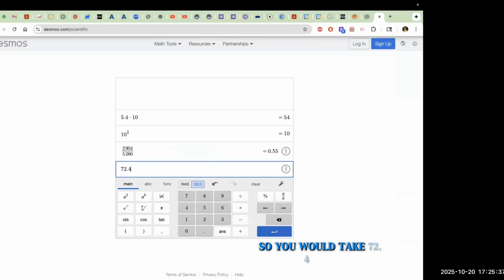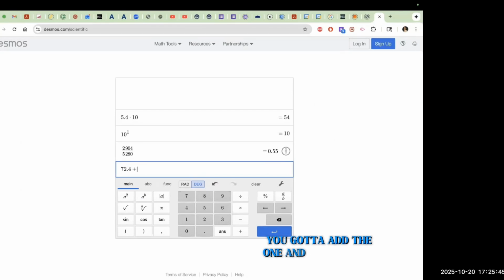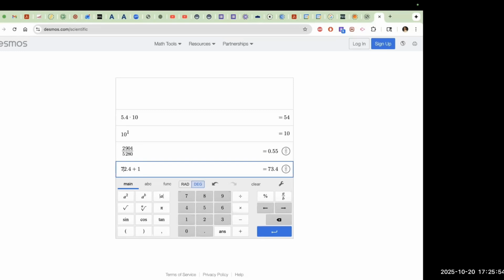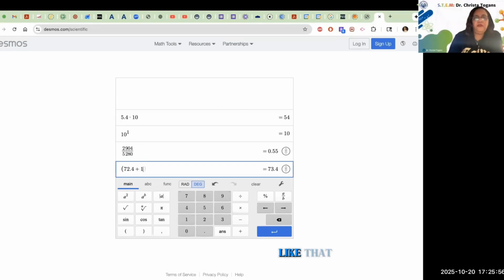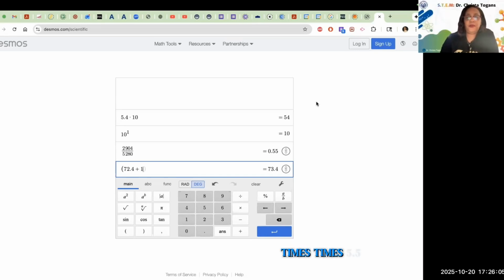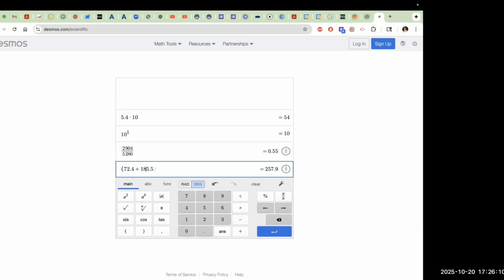So you would take 72.4 plus one. Add the one and then multiply by 5.5 in parentheses, like that. The 5.5 would be in parentheses after the one, times 5.5, like that. Oops, that's an 8, I mean, you could do it like that too, probably.